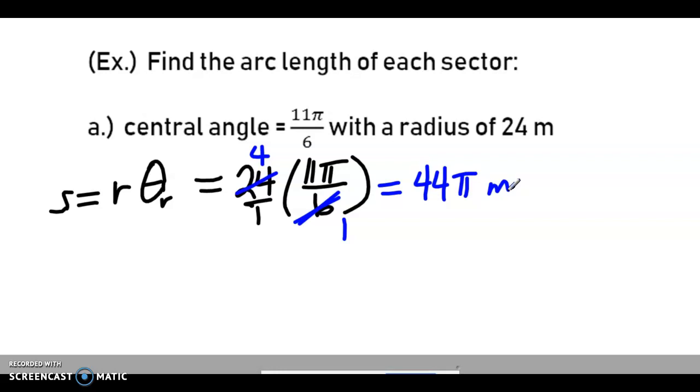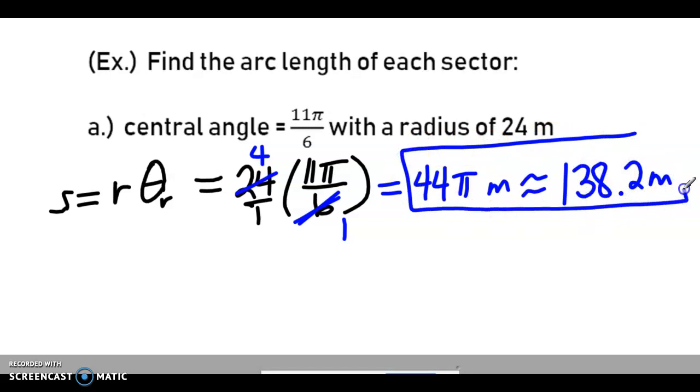And then if we wanted to do a decimal approximation, you just take 44 times pi on your calculator, and let's go to the nearest tenth. And 138.2 meters. So each type of answer, different problems will lend themselves to wanting to state the answer in a different way. So I would prefer you put in both forms, reduced pi and then as an approximation.